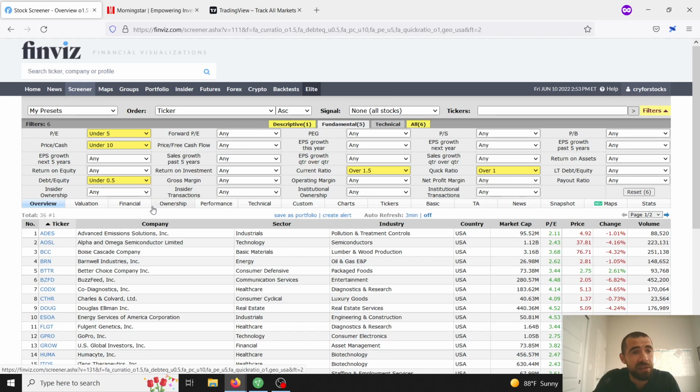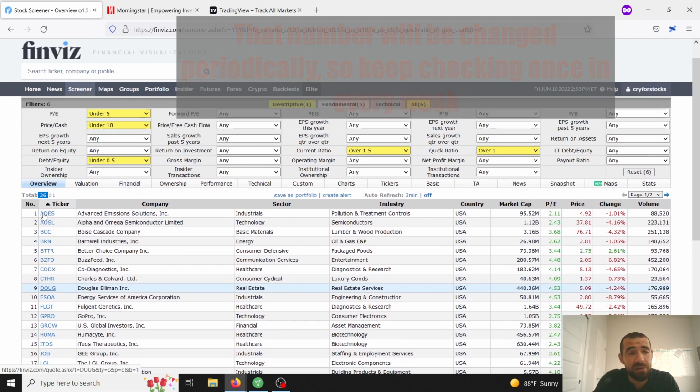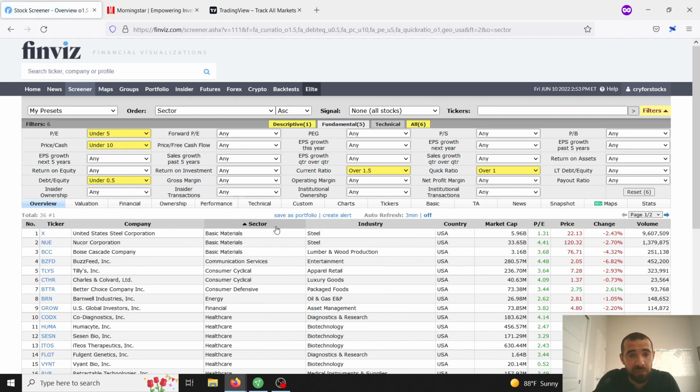Okay, so let's check it out. Right now, instead of all the 7,000 stocks, we have only 36, which is a pretty good amount to go over and find something that we really prefer to invest in or trade, or maybe option trade, but we'll get to that later.